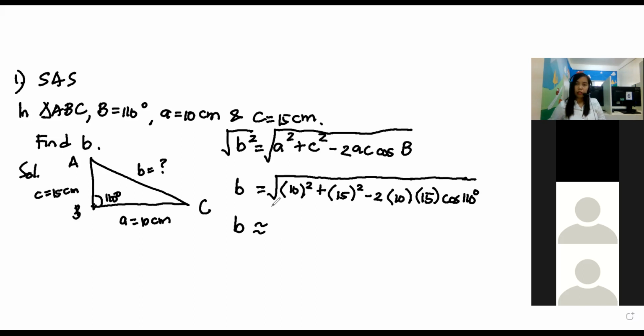Mark? Ma'am, ano po ma'am? 19.8 po. 19.8.